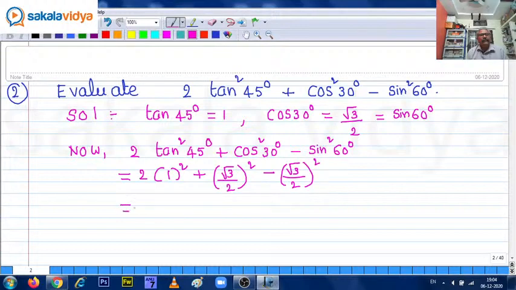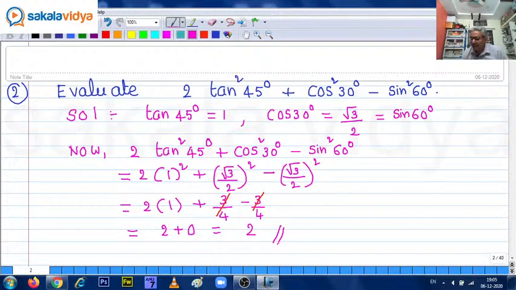So 2 times 1 square is 2. Root 3 square is 3 upon 2 square is 4. Minus, in a similar manner, root 3 by 2 whole square is 3 upon 4. 3 upon 4 minus 3 upon 4 both get cancelled. So we have 2 into 1 is 2 plus 0 equals 2. Answer is 2. Yes, this is the answer.